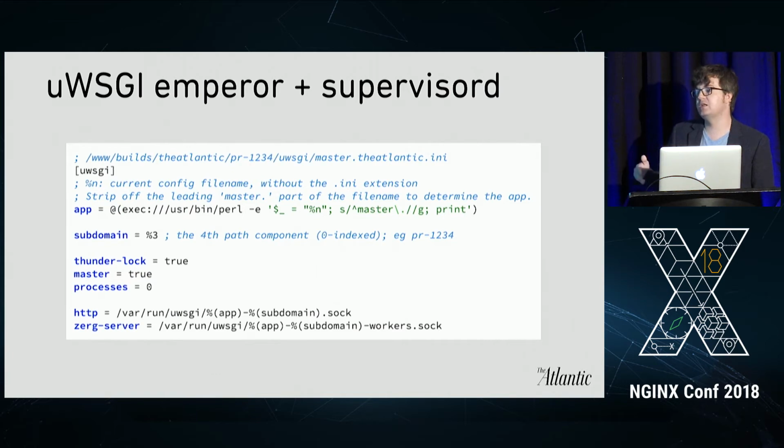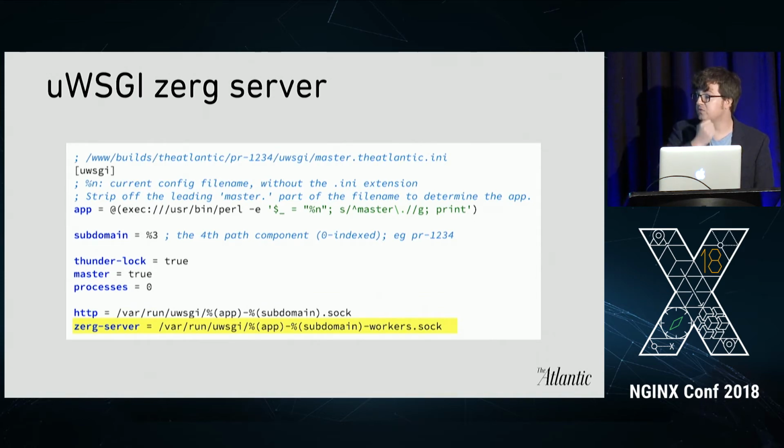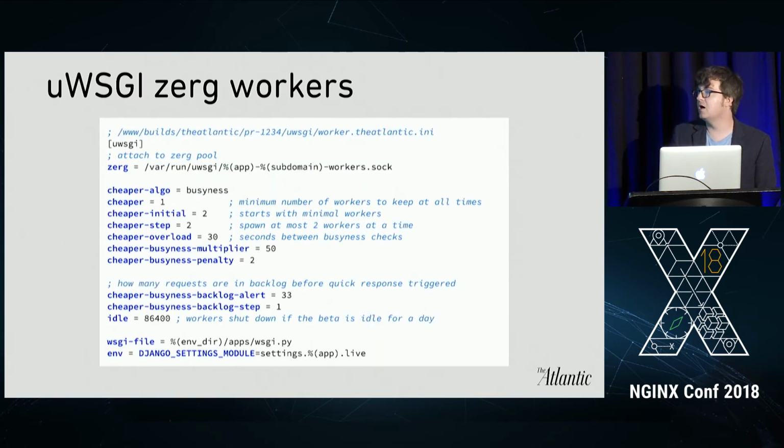We have a multi-tenant application that runs a CMS, the front end, and a few other aspects of the Atlantic system. We also use those variables to define the UNIX socket file that listens for requests and that listens for connections from Zerg workers. And so there at the very bottom, you see the Zerg server definition, which is a UNIX socket file that is then used in the Zerg worker to connect the two.